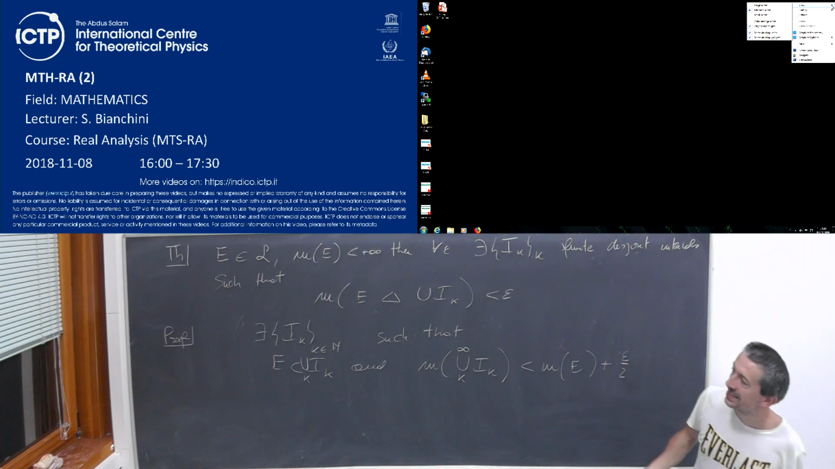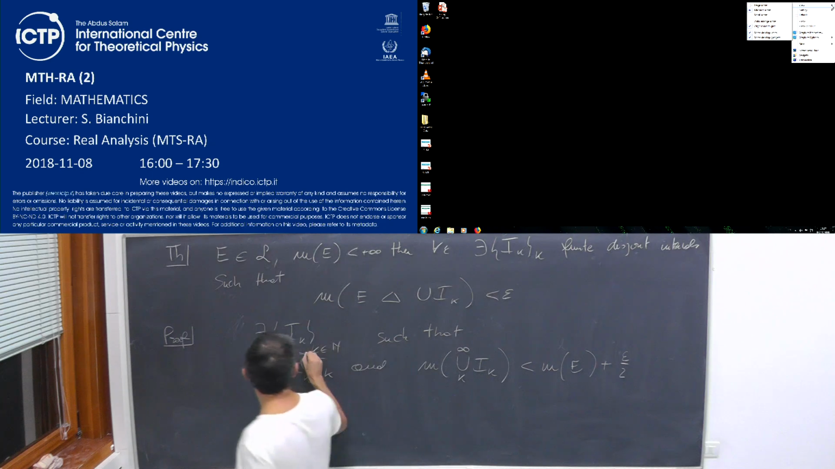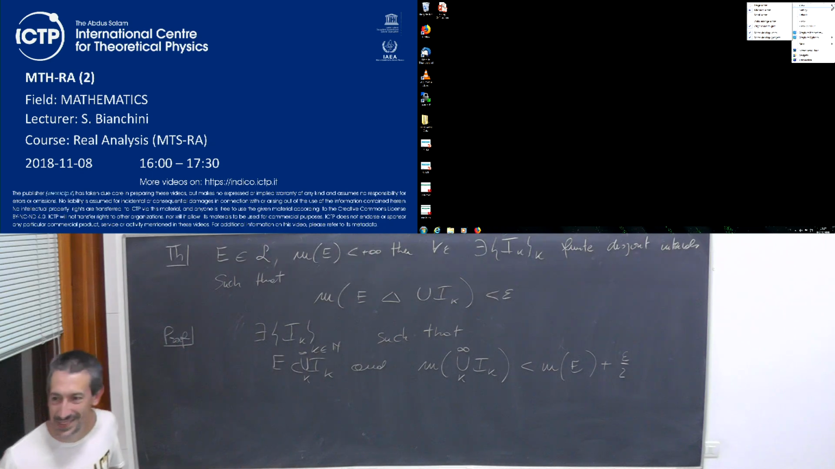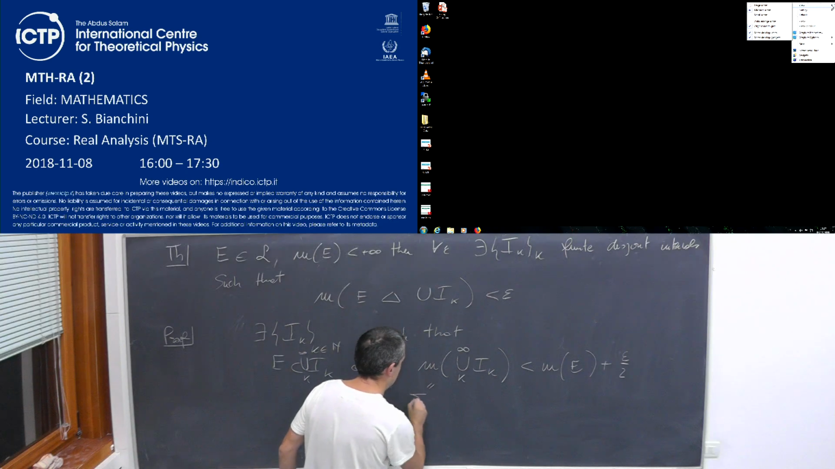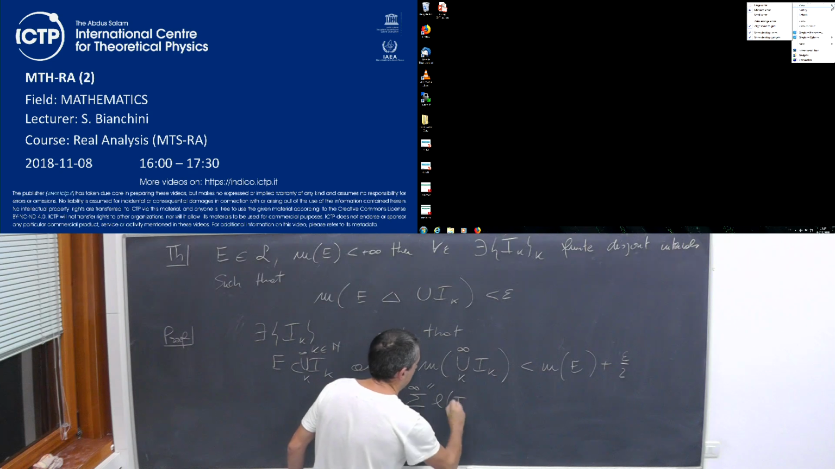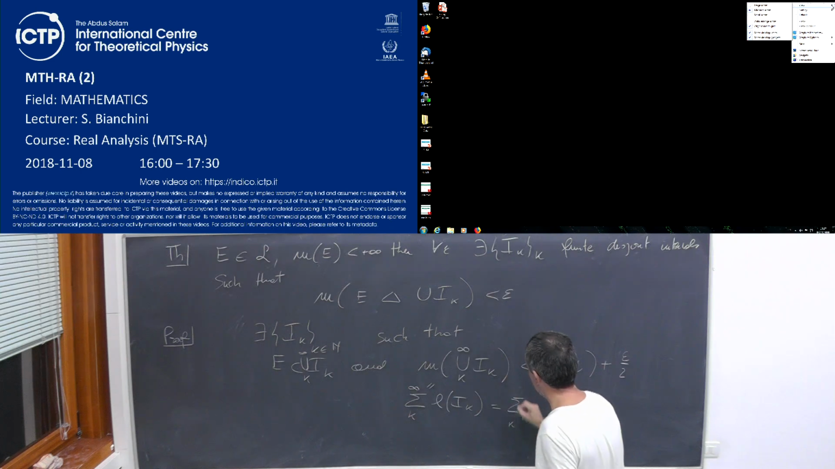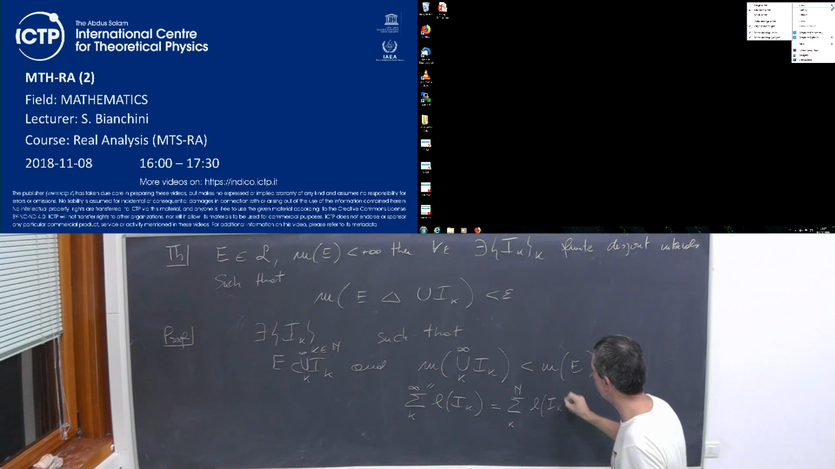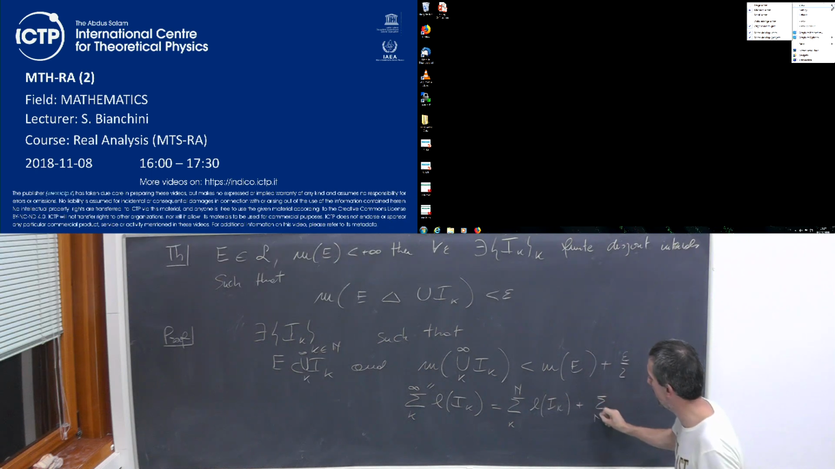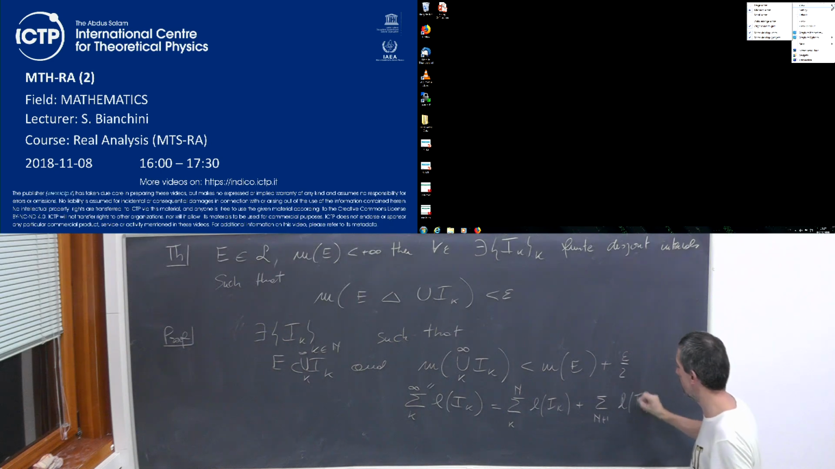Okay, now let's do the cut. We cut using convergence. They are disjoint, so the series is the sum of the lengths of I_K. So I write this as the sum up to n plus the sum from n plus 1, and then such that this tail is less than epsilon half. Done? Yeah, done. For everybody? Or still you don't see what is the trick?